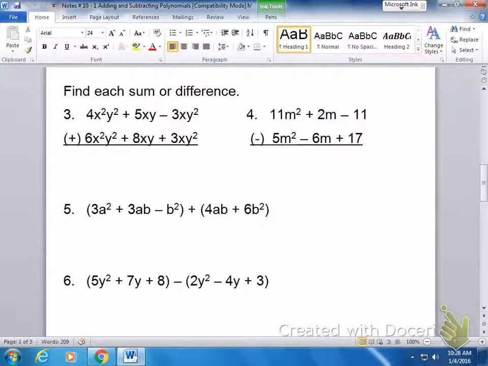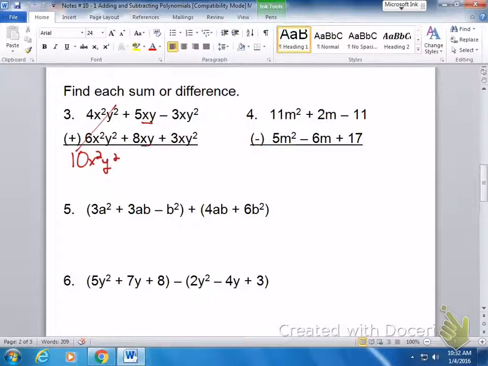Now 3 and 4 are basically just set up different. So these are just set up vertically, but look, they're set up vertically with the same symbols. Now, we are talking about like x squared, y squared, xy squared, but don't let those scare you. It's just a symbol. If I have x squared y squared, I can only combine it with other x squared y squareds. So if I have 4x squared y squared plus 6x squared y squared, I get 10 x squared y squared. I'm done with both of those.